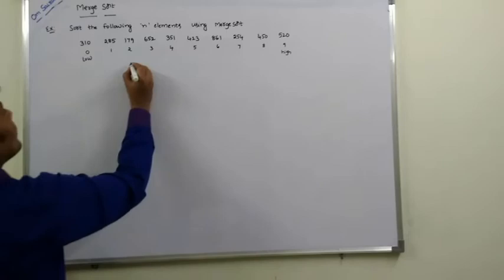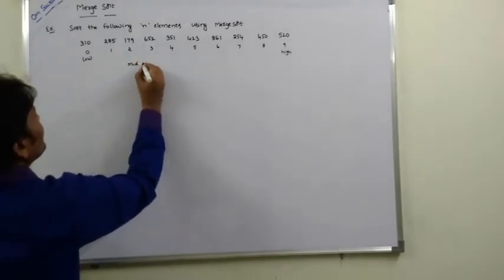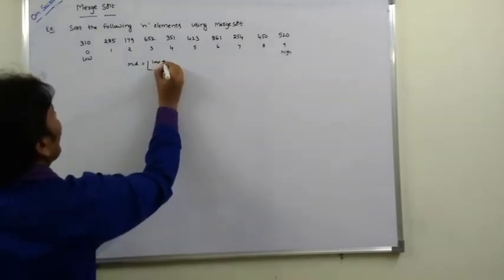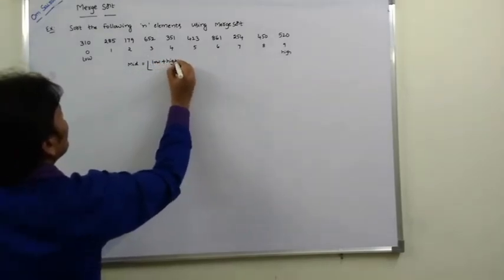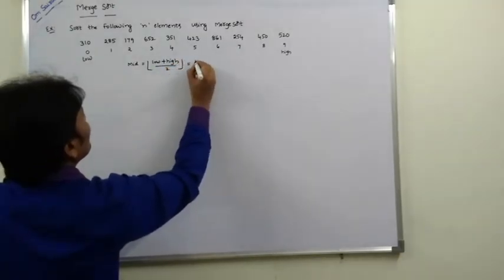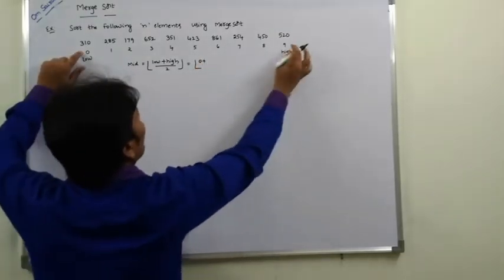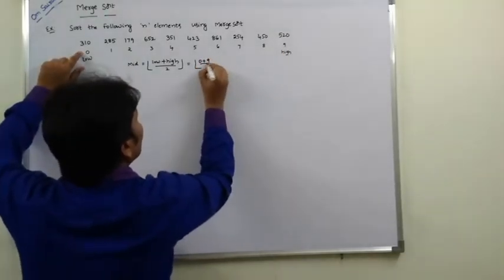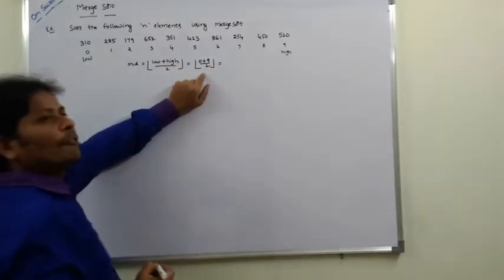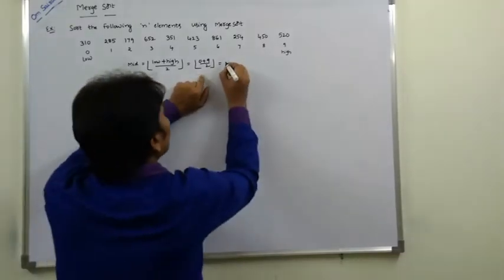First we have to find the mid value. Mid is equal to low plus high by 2. The low value is 0 and the high value is 9, so 9 by 2 is actually 4.5. Now we take the floor value, and the floor value is 4.